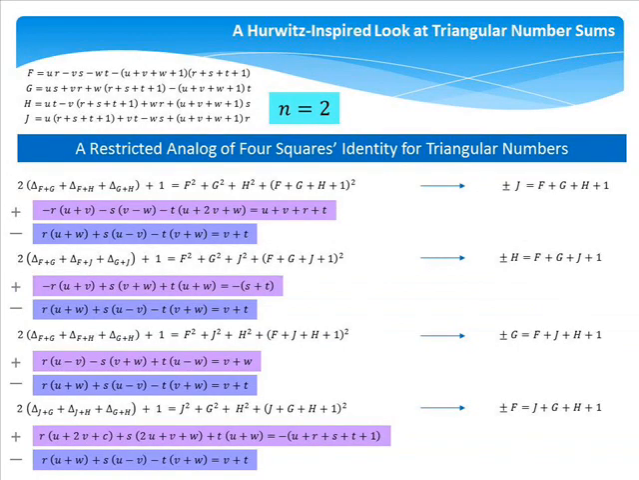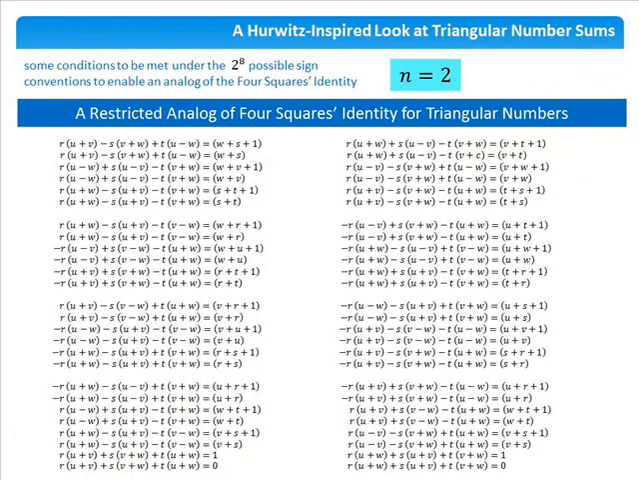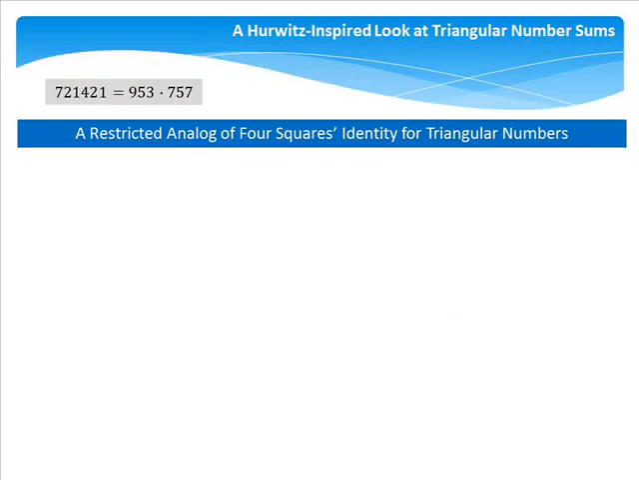Under these conditions, we obtain constraints involving the original variables u, v, w, r, s, and t. In this other slide, we can see some examples of these conditions. This becomes clearer with an example. We will use the same integer used in the previous section, 721,421, the product of 953 and 757.